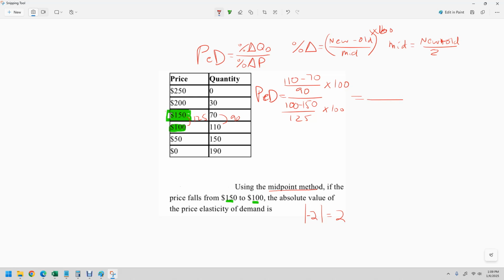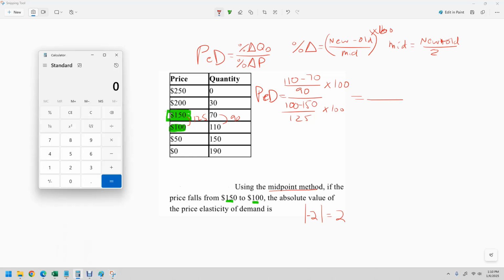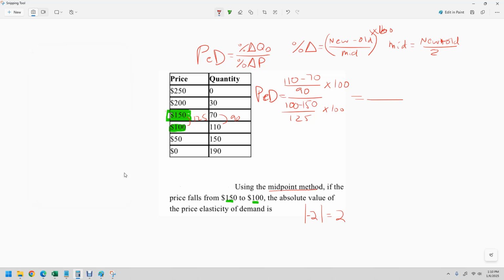So up here, let's see how much of this I can do in my head. This is a difference of 40. 40 over 90 is 4/9. So we end up with 44%. Well, it's 0.44 and then multiplied by 100, so 44%. You can kind of do a lot of this in your head.